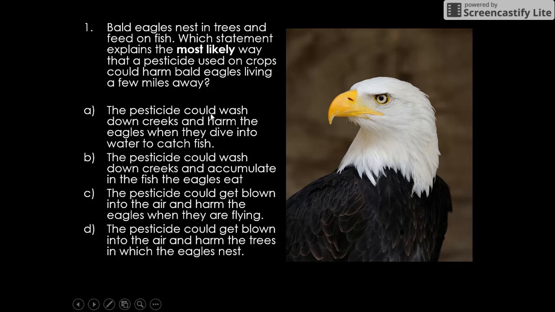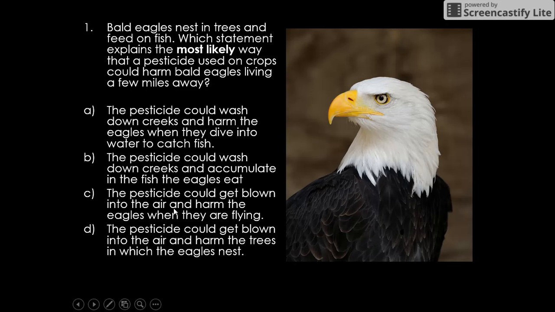A, the pesticide could wash down creeks and harm the eagles when they dive into the water to catch the fish. B, the pesticide could wash down creeks and accumulate or build up in the fish that the eagles eat. So then the eagles eat the fish that have the pesticide. That's basically like the eagles eating the pesticide. That is bad.